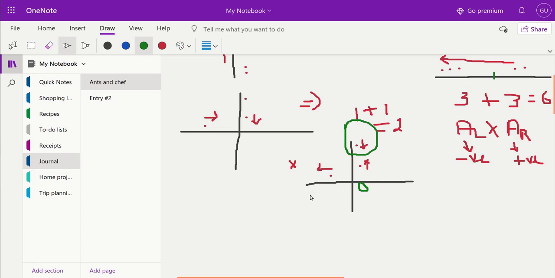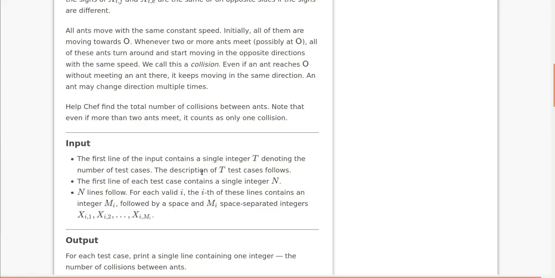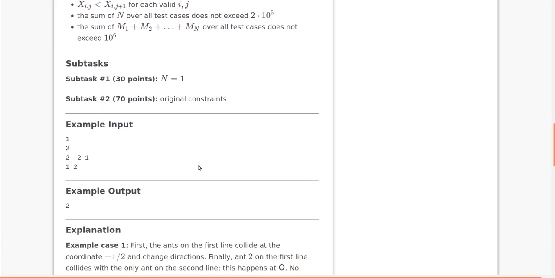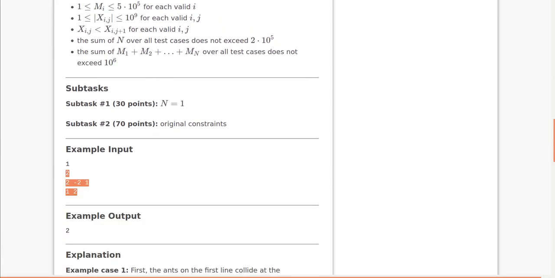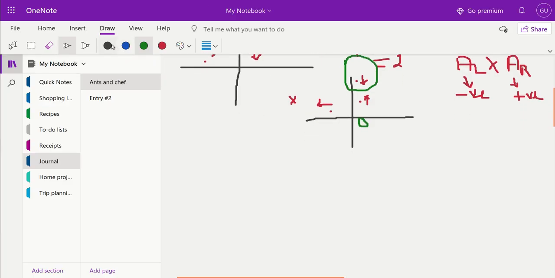Okay, so now let's consider the sample case from the problem. This will give you more clarity. So I'll draw it.